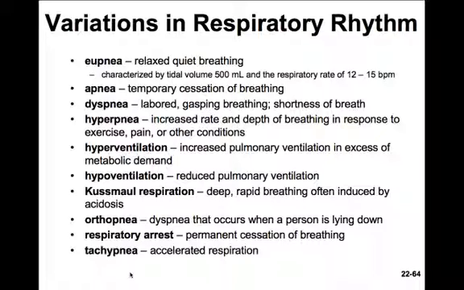Kussmaul respiration is deep and rapid breathing. It's often induced by acidosis. Orthopnea is dyspnea that occurs when a person is lying down. Respiratory arrest is the permanent cessation of breathing, and then tachypnea is accelerated respiration of any sort.